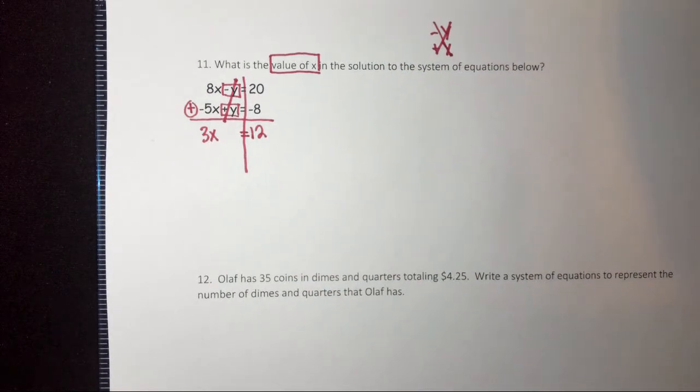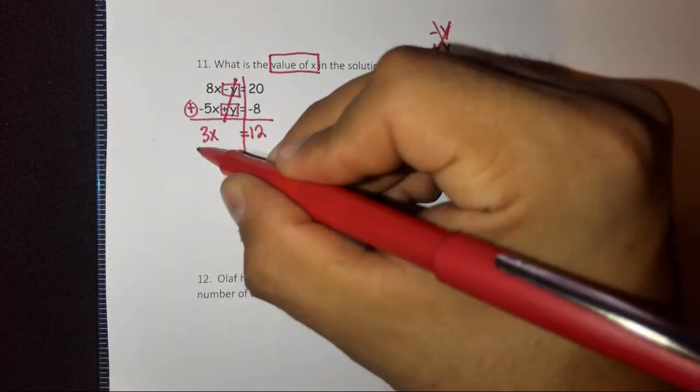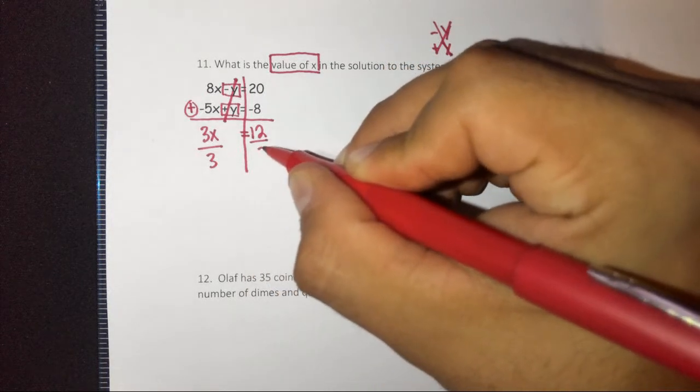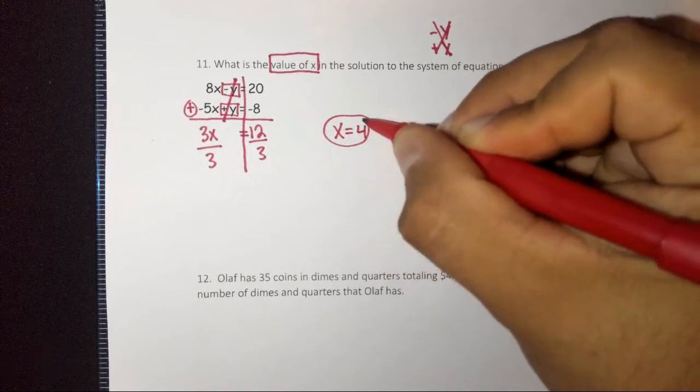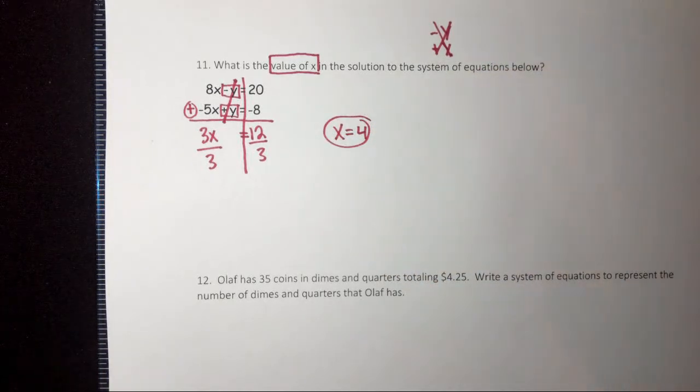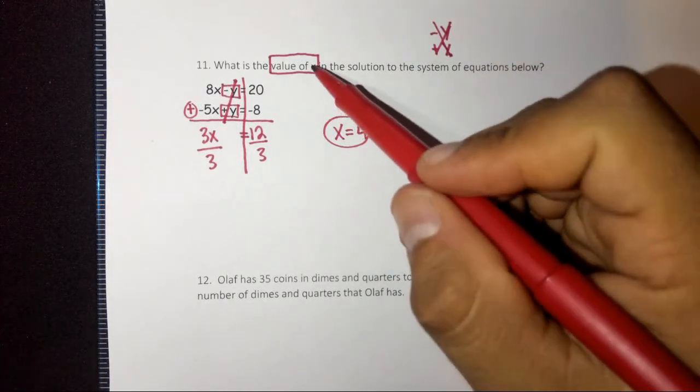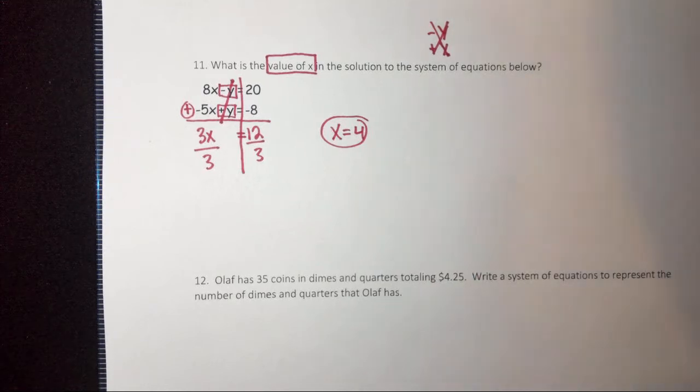So I'm left with the equation 3x equals 12, which I can solve in one step. Divide everything by 3. I get that x is equal to 4. And that's it. I don't have to do anything else. They asked me for my value of x. I gave them the value of x, and that's it.